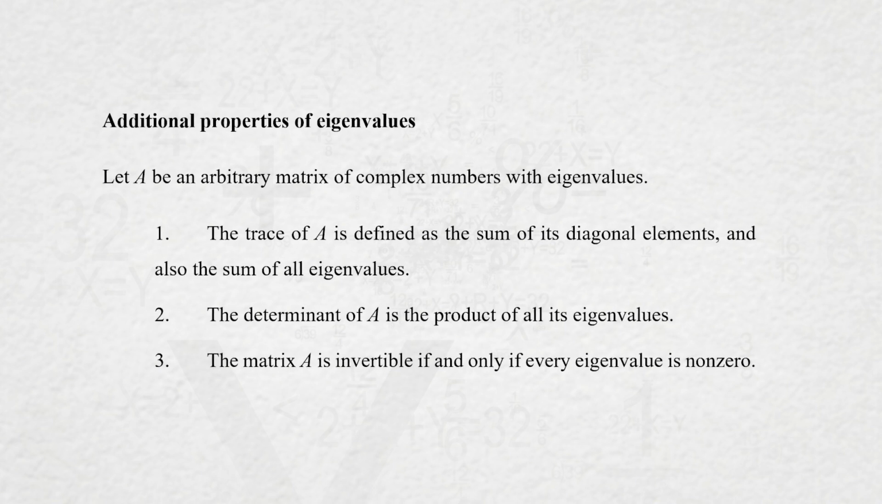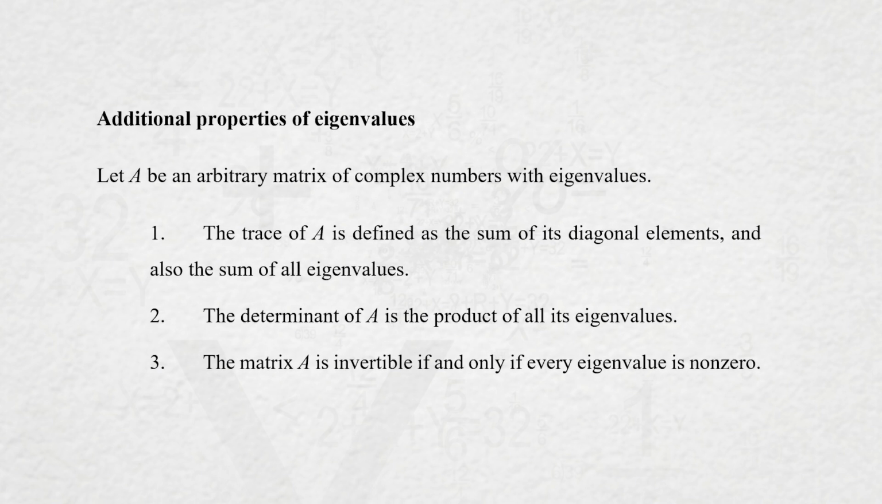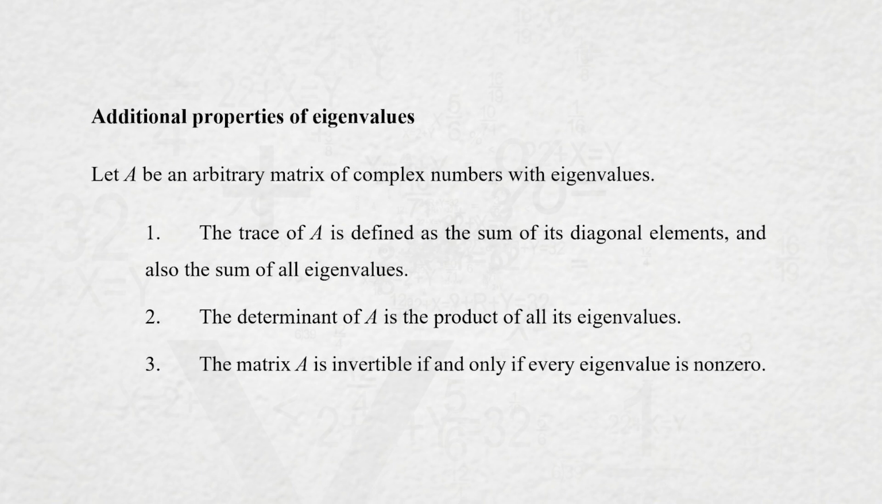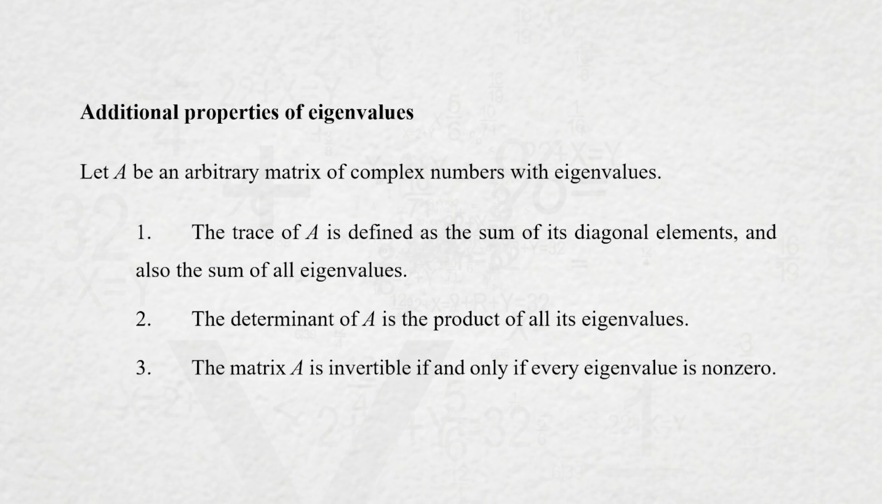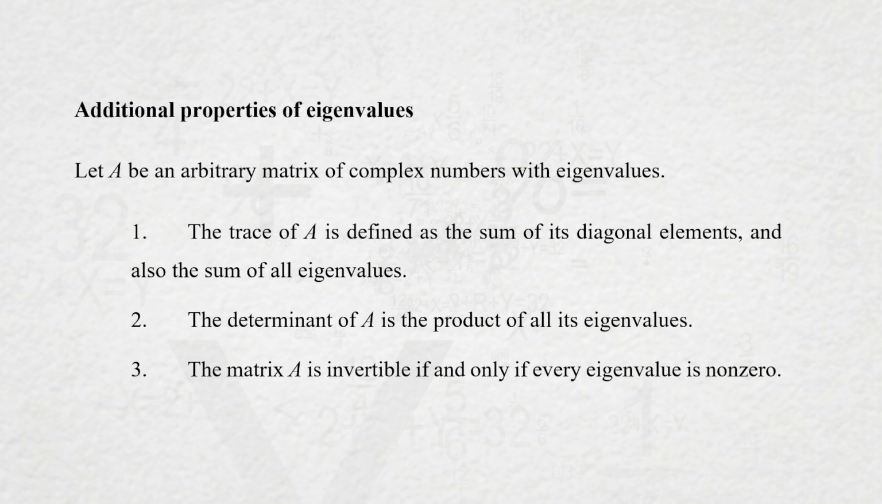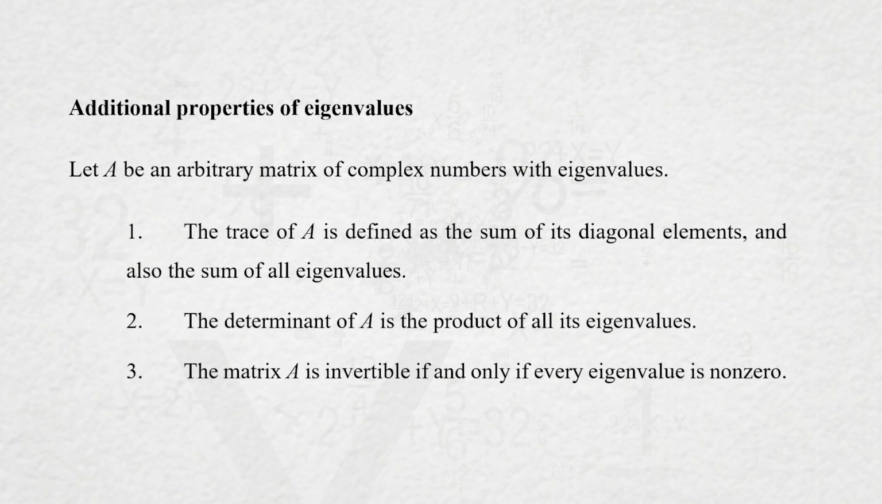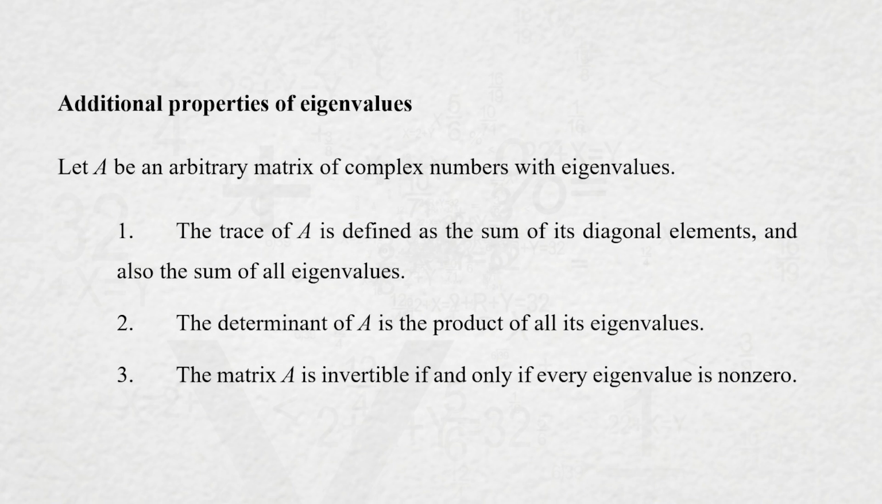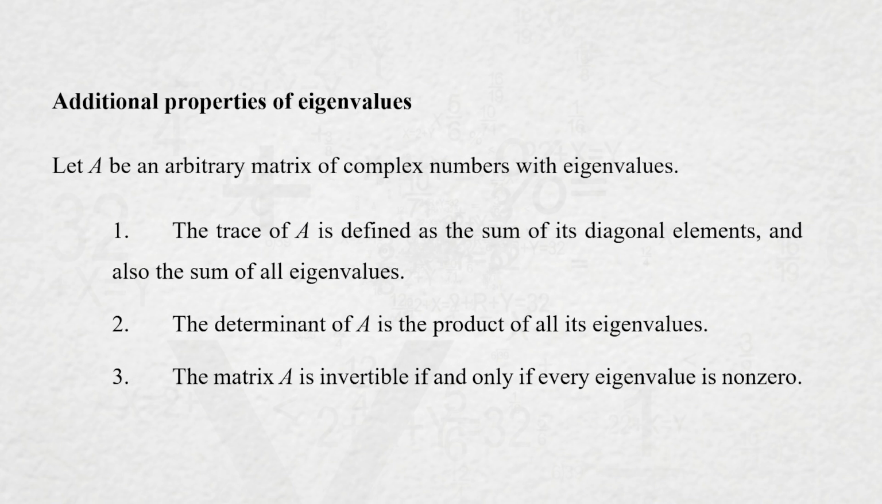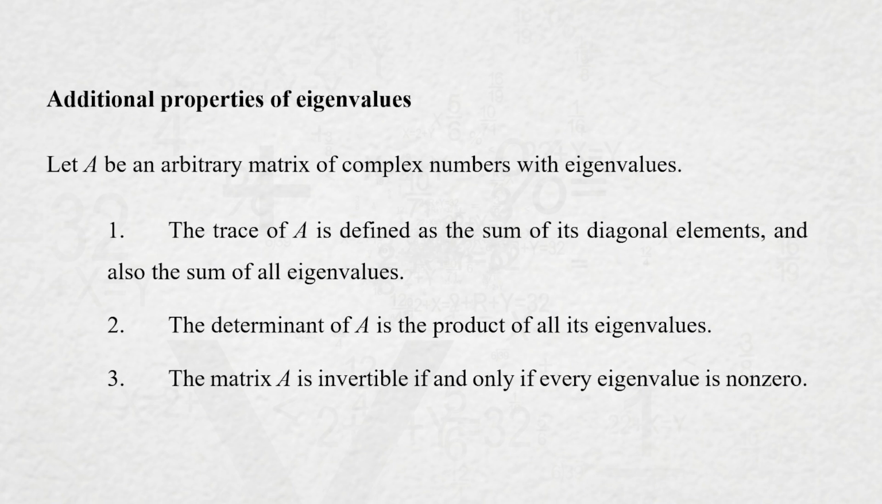Let A be an arbitrary matrix of complex numbers with eigenvalues. The trace of A is defined as the sum of its diagonal elements and also the sum of all eigenvalues. The determinant of A is the product of all its eigenvalues. The matrix A is invertible if and only if every eigenvalue is non-zero.